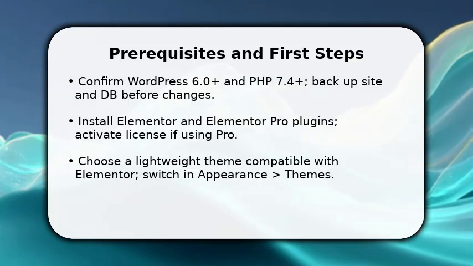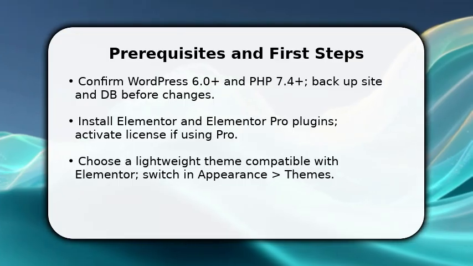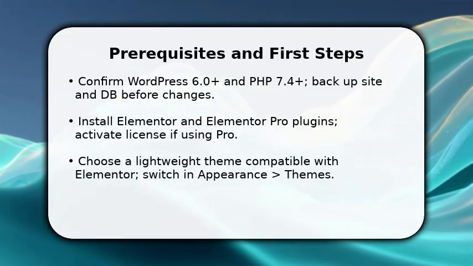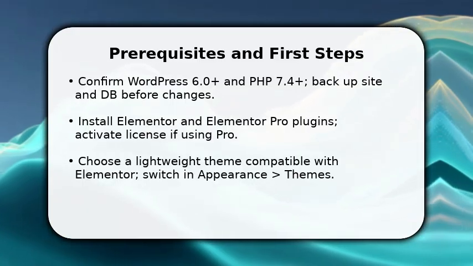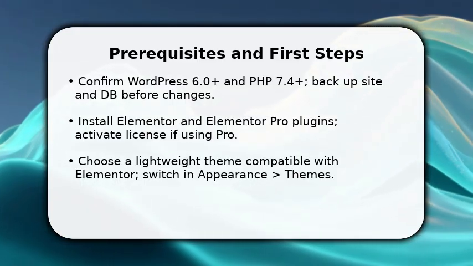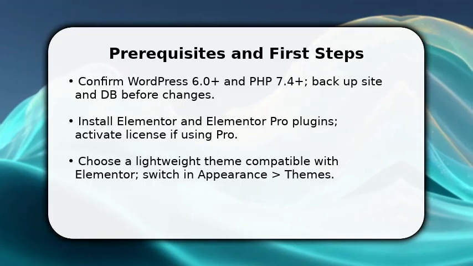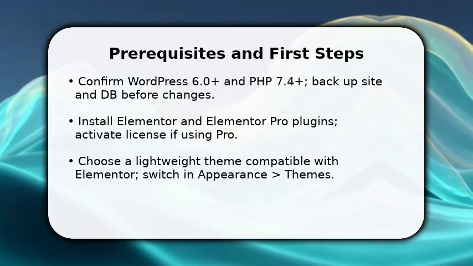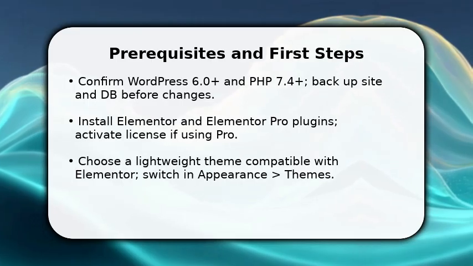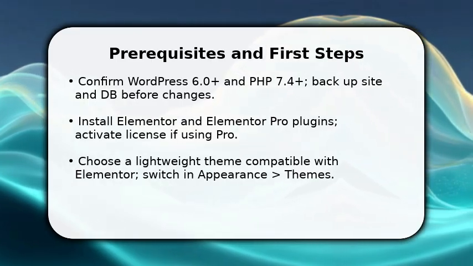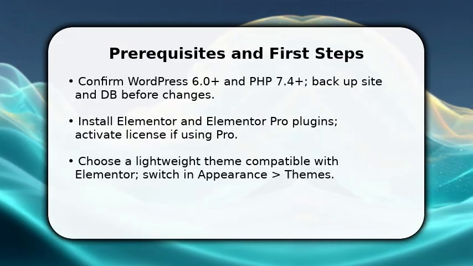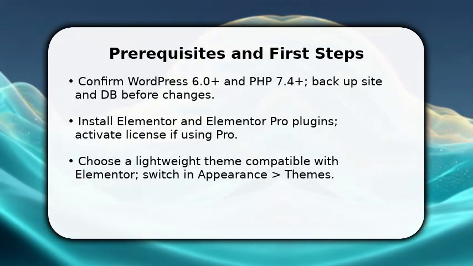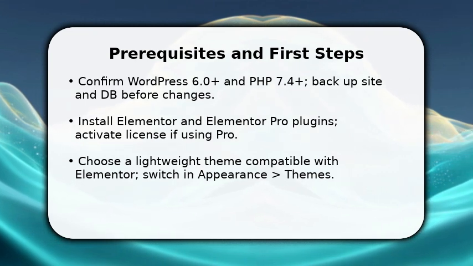You start by preparing the site for a theme built around Elementor. Back up your site and database and confirm WordPress 6.0 or higher plus PHP 7.4 or above. Next, install Elementor and Elementor Pro if you have a license and activate them. Once done, select a lightweight theme that's designed for page builders and switch to it in Appearance, Themes. This prevents conflicts and gives Elementor full control of layout parts like headers and footers.